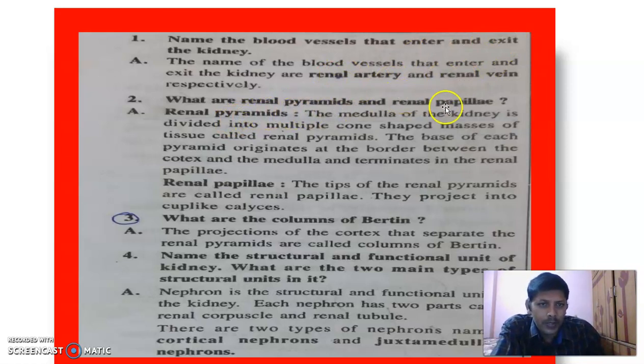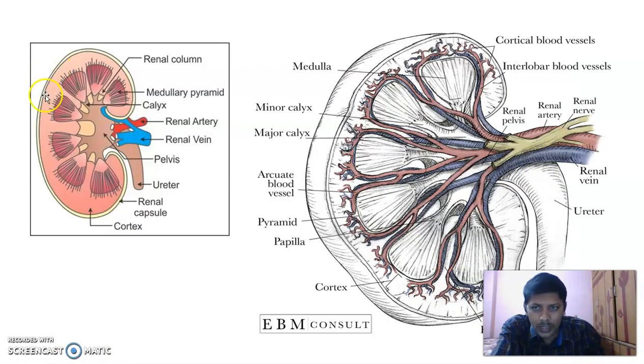What are renal pyramids and renal papillae? What are renal pyramids? The medulla of the kidney. You know, kidney has this part. This is called cortex. This is the medulla. The medulla of kidney is divided into some pyramids. These are called renal pyramids or medullary pyramids. 1, 2, 3, 4, 5, 6, 7 pyramids are here.